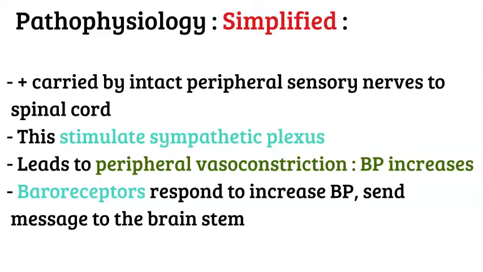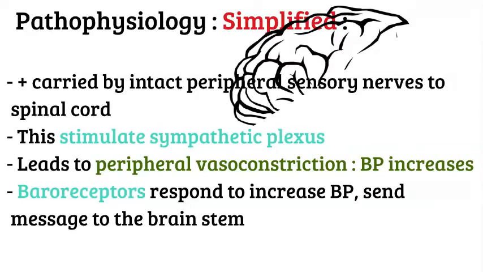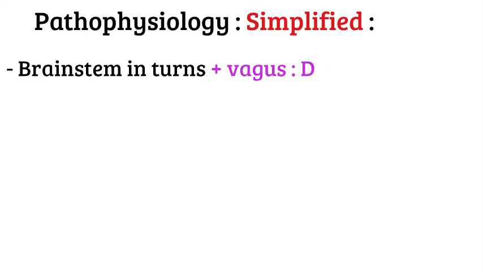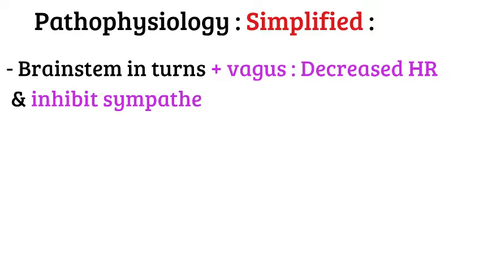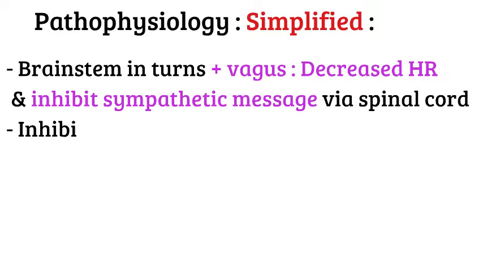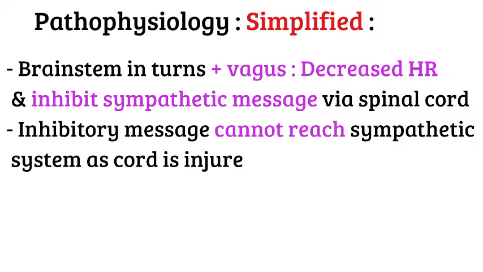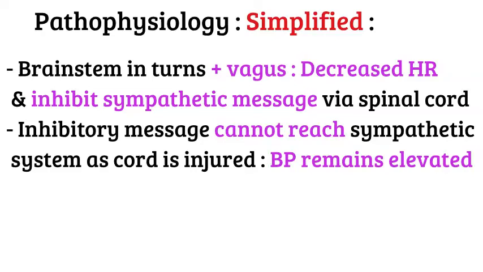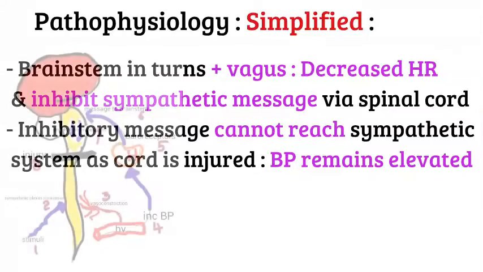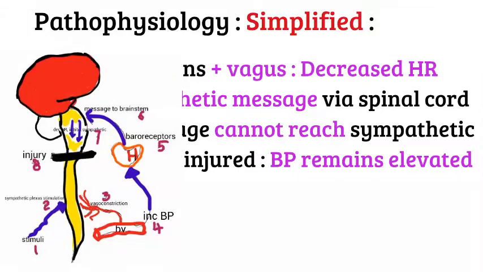Baroreceptors respond to an increase in the blood pressure and send a message to the brainstem. The brainstem in turn stimulates the vagus nerve. This will reduce the heart rate and inhibit the sympathetic message via the spinal cord. The inhibitory message cannot reach the sympathetic system as the cord is injured, so the blood pressure remains elevated.